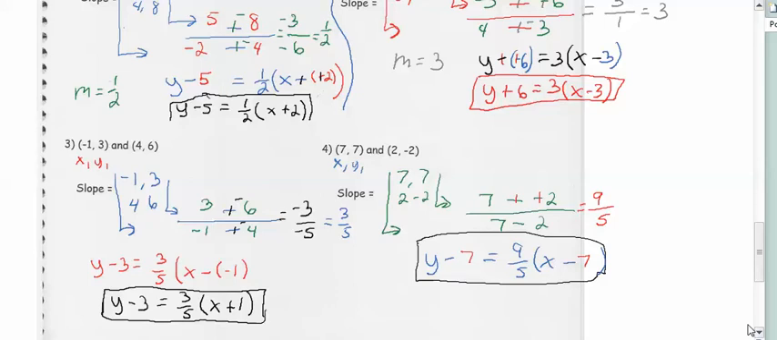And then number 4, I got a slope of 9 over 5 if I did everything correctly, and then I inserted my 7 as my x1 and my 7 as my y1. So it's y minus 7 is equal to 9 over 5 times x minus 7. So that is point-slope form where 2 points are given.